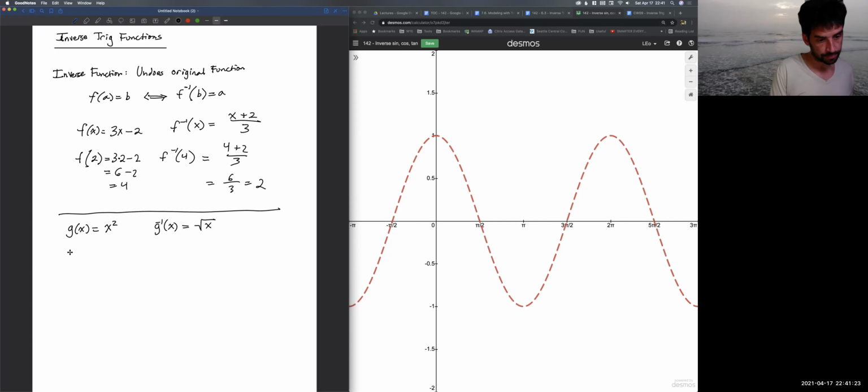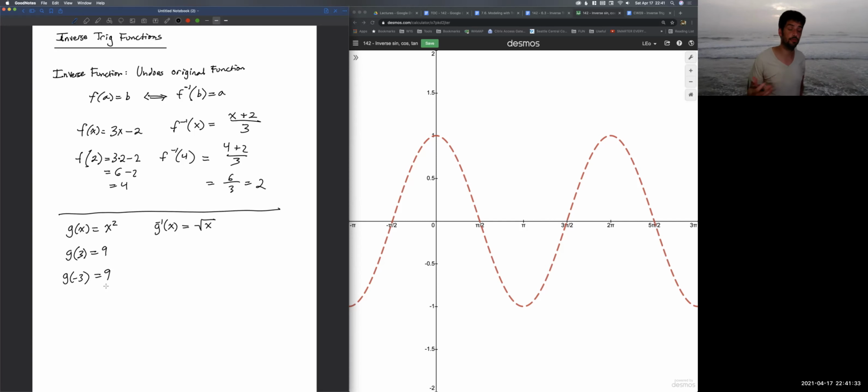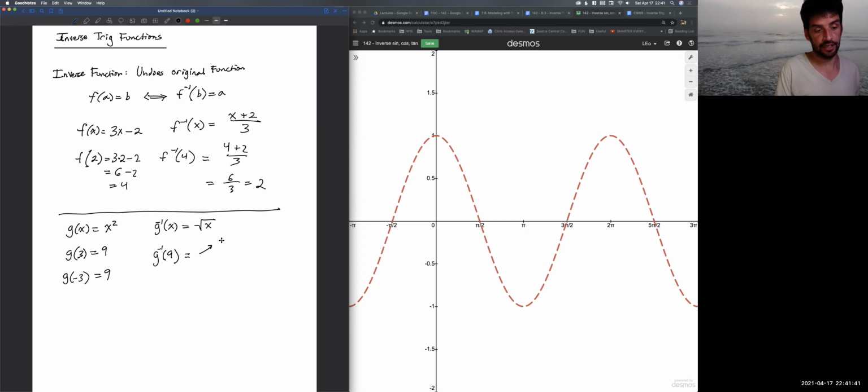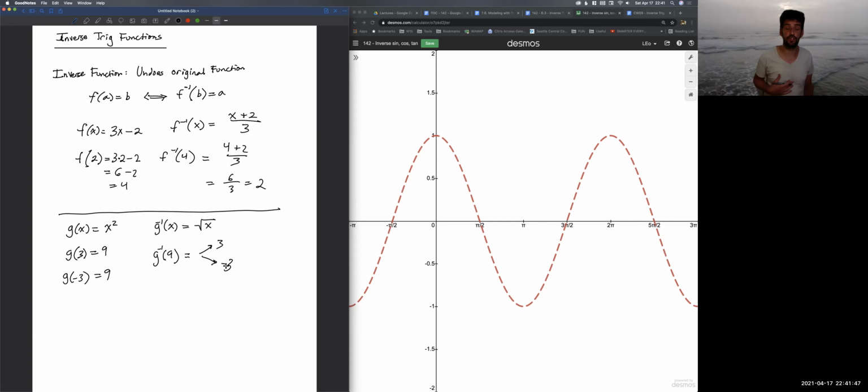However, there's a problem. Notice that g of 3 equals 9, and g of -3 also equals 9, right? Both of those numbers, when you square them, you get 9. So what should g inverse of 9 be? Do we give it 3 or do we give it -3? It's the inverse function, okay? Well, this square root that I've written, we've chosen the positive square root, okay? But this was a choice.